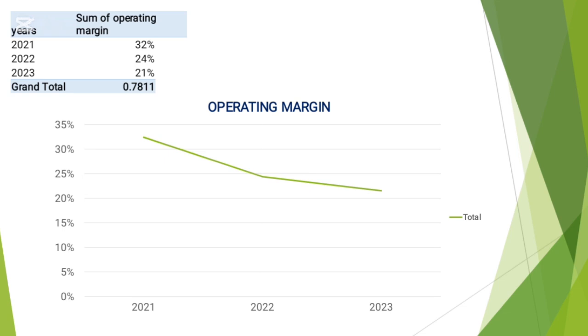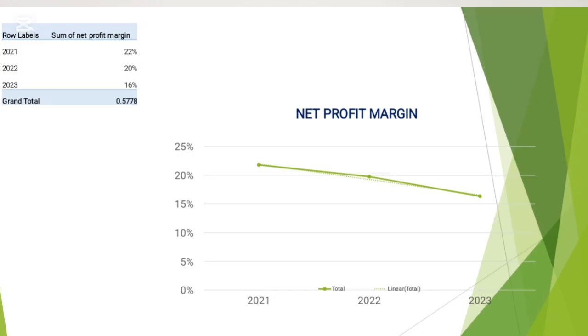From there, we can also look at net profit margin. We can see the same trend as in gross profit and operating profit, and even in net profit margin there is a gradual decrease in terms of profits for this company. In 2021, we are seeing 22% net profit margin. In 2022, we are seeing 20%, and in 2023, we are seeing 16%. So we can see that the profit is decreasing by the year, and this could be an indicator to the investor that it is not good for them to invest into such a company.